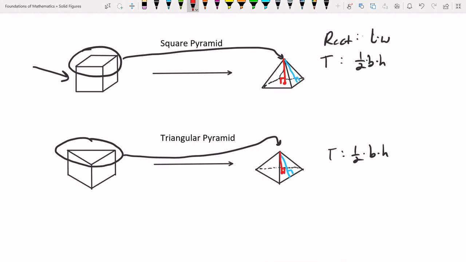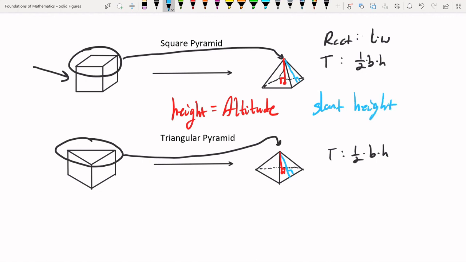Okay, so keep that in mind when you're looking at the figures on your homework and tests and things like that. The height of the pyramid is also called the altitude, so height of the pyramid equals the altitude. That's kind of a better way of describing it. And the slant height, I'll do it in blue here. Slant height, that's the height of the 2-dimensional side.